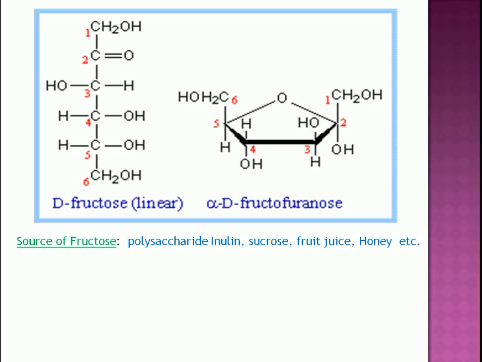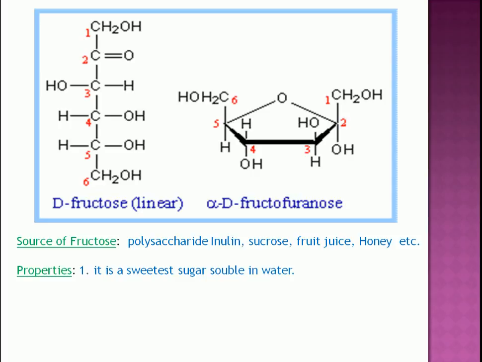Inulin is a polysaccharide which is very important and used for the renal function test. This polysaccharide on hydrolysis gives approximately 30 D-fructose units. And other sources are sucrose, fruit juice, honey, etc.